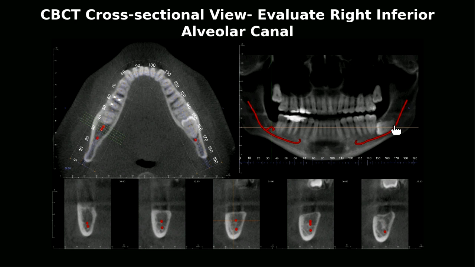And on the left side, the canal looks fine, but on the right side, you can see that's where this nerve was injured. Because of that, there is a sharp pain, and this canal was injured badly through the extraction.